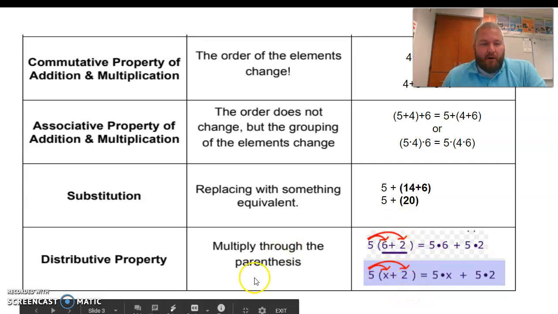All right, take a second to pause if you need to kind of copy any of those answers down before we move into some practice.